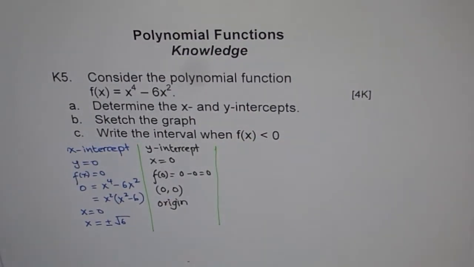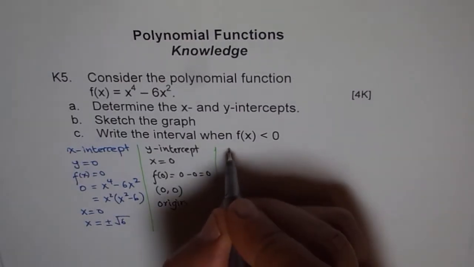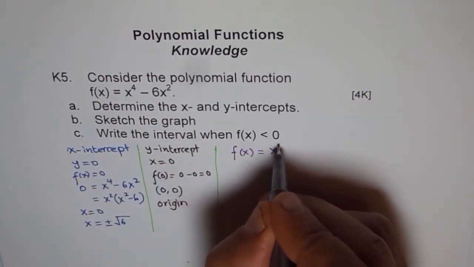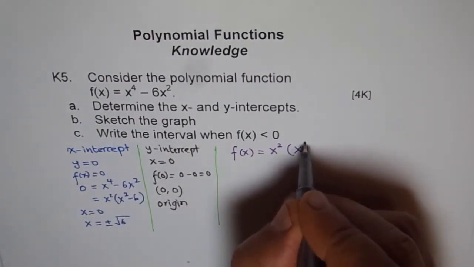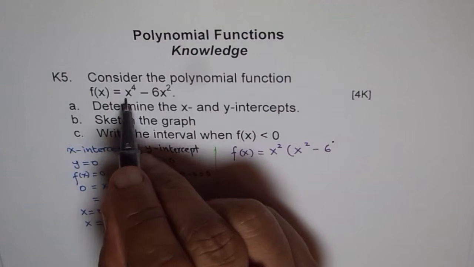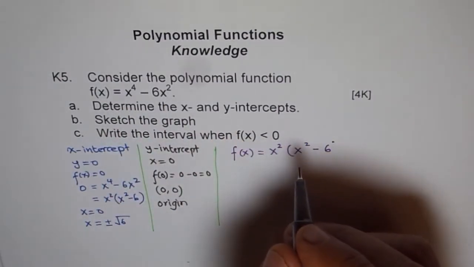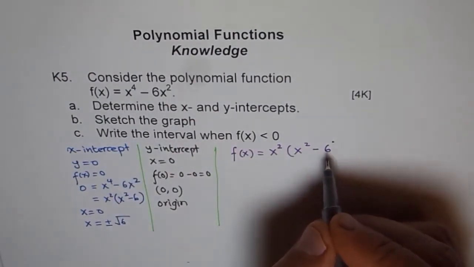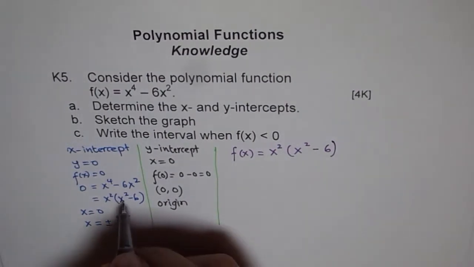Good. Now, let's sketch the graph. To sketch the graph, what should we do? I think we should factor it and see. We have already done factoring here. So let's see the function in factored form. We say f of x equals, we can take x squared common, and we get x squared minus 6, because we took x squared common. Yes, correct, same thing.